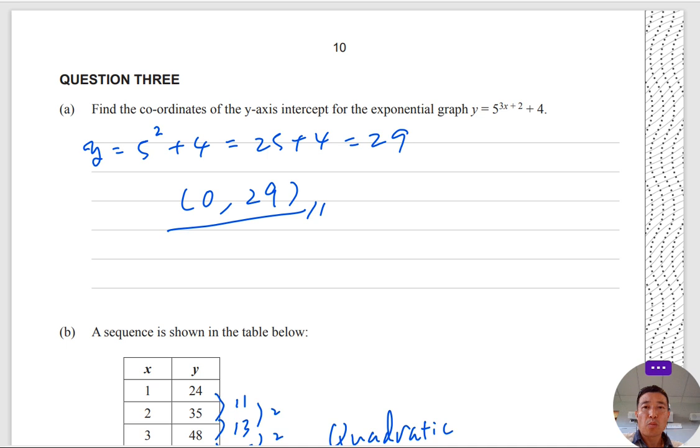Find the coordinates of the y-axis intercept, means y-intercept. I don't know why they say y-axis intercept. For the exponential graph, y equals 5 to the power of 3x plus 2, plus 4. So what does that mean by y-intercept? Meaning when x is 0, isn't it? So you plug 0 into x, that means 5 squared plus 4 means 29. So when x is 0, y is 29 should be the answer.